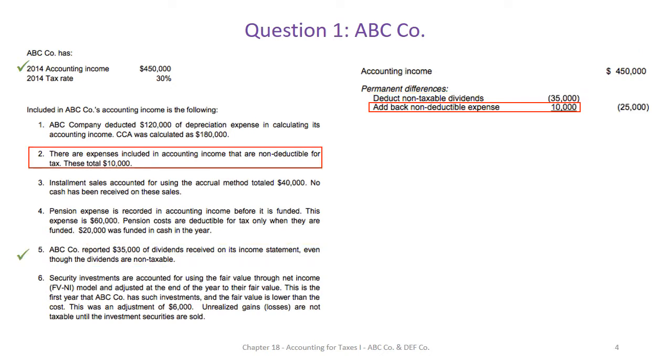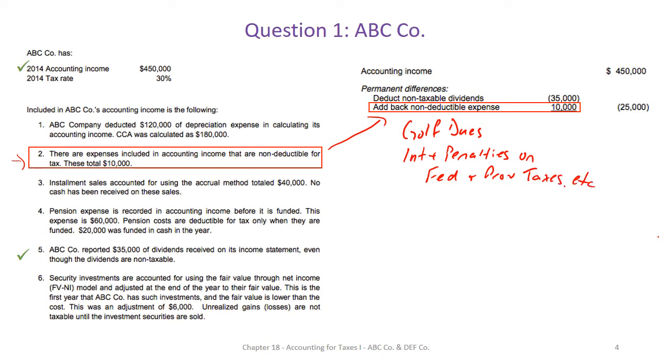The next permanent difference that we need to add back, again one that is not taxable or deductible, comes from data item 2. There are expenses that are non-deductible for tax, totaling $10,000. Examples of such things could be golf club dues, and interest plus penalties on federal and provincial taxes, etc.